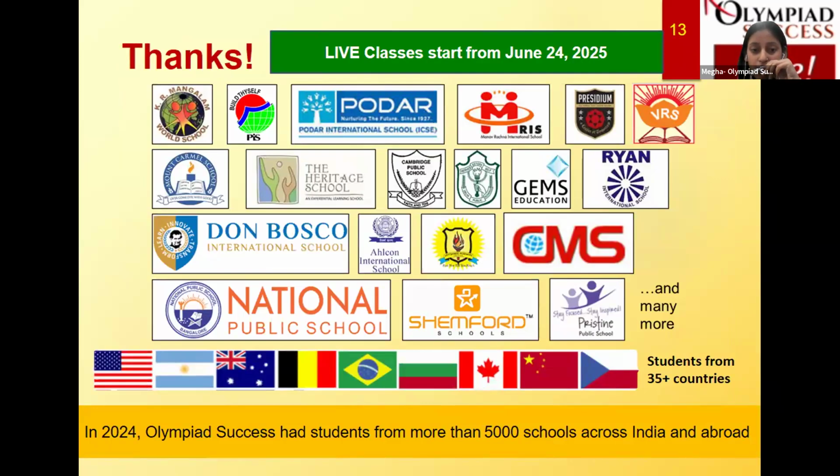In 2024, Olympiad Success had students from more than 5,000 schools across India and abroad. So this is all about the informative PPT. I hope I'm clear to everyone. Show me thumbs up if I'm clear.